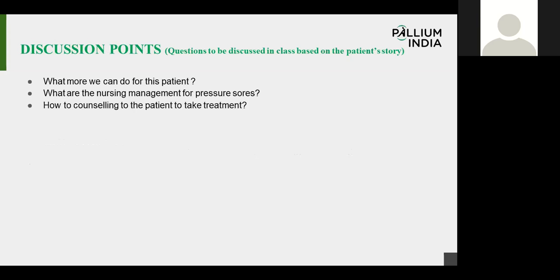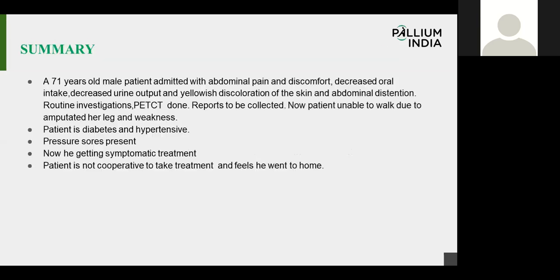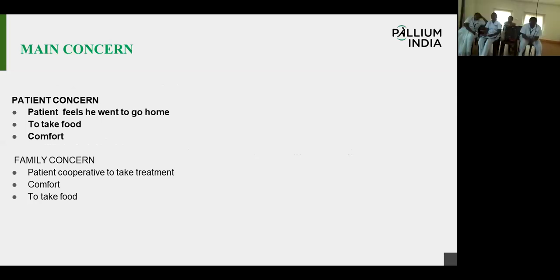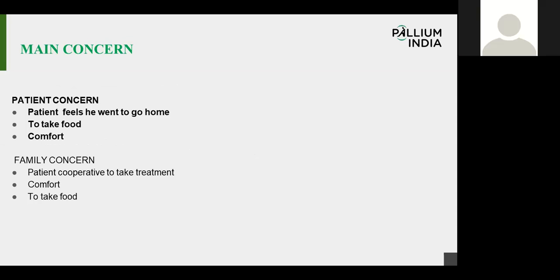Regarding the family concern, you said that they want the patient to be cooperative to take treatment. What type of treatment are you talking about? Is it chemotherapy, radiation therapy, or only symptomatic management? Only symptomatic treatment. Okay, so is there any procedure that he is undergoing which has to be done only in the hospital?